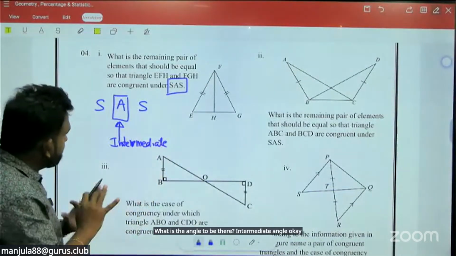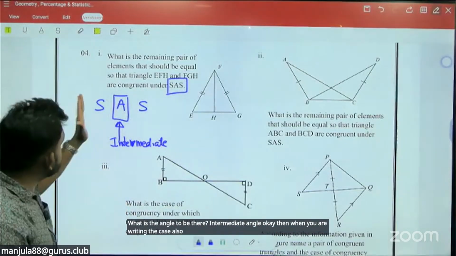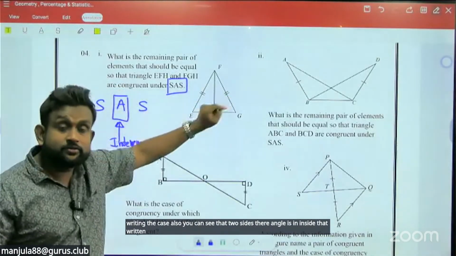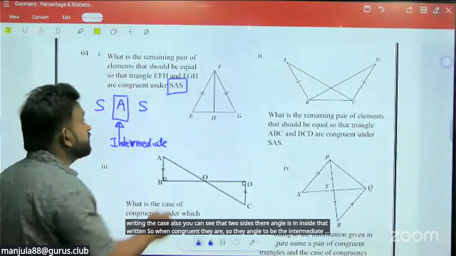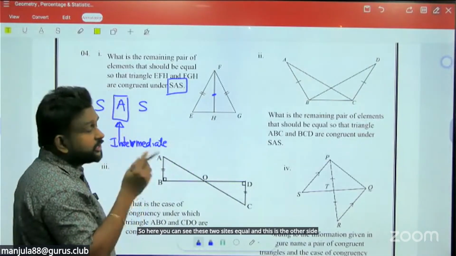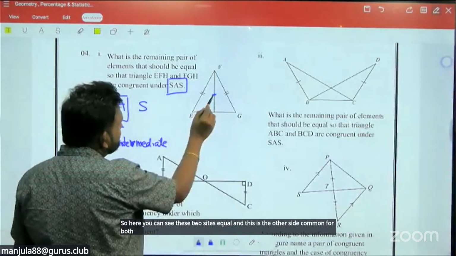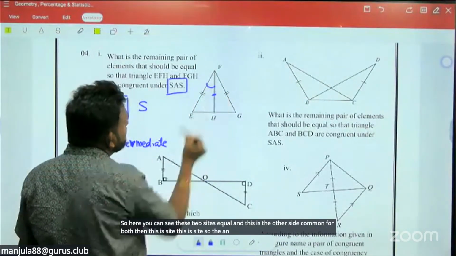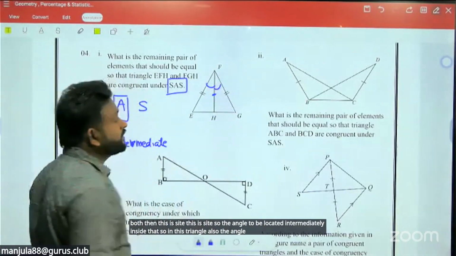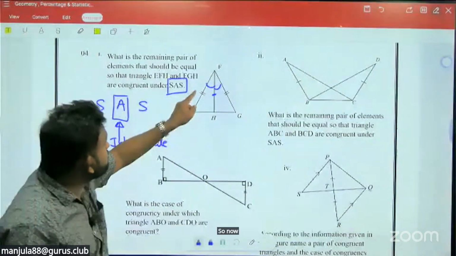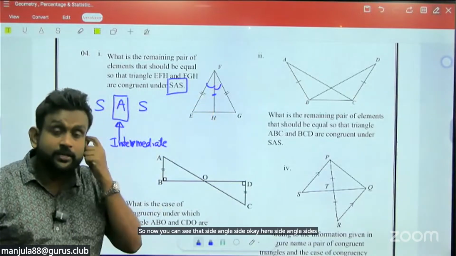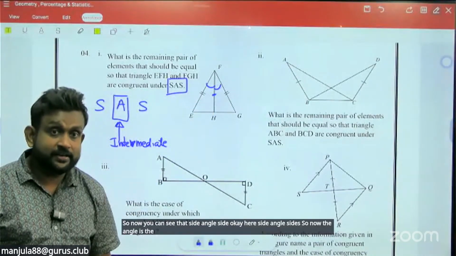Intermediate angle. Okay, when you are writing the case, you can see that there are two sides and the angle is written inside them. So when they are congruent, the angle should be the intermediate one. Here you can see these two sides equal and this other side is common to both. Then this is a side, so the angle should be located intermediately between them. So in this triangle also the angle should be the intermediate angle. So now you can see side, angle, side. Okay, here side, angle, side. So now the angle is the intermediate. Okay, side, angle, side. Fine.